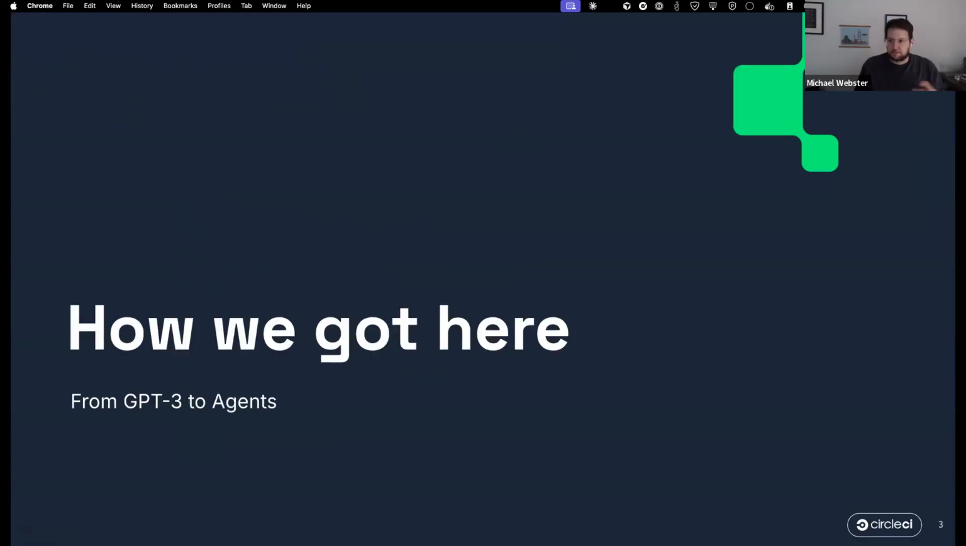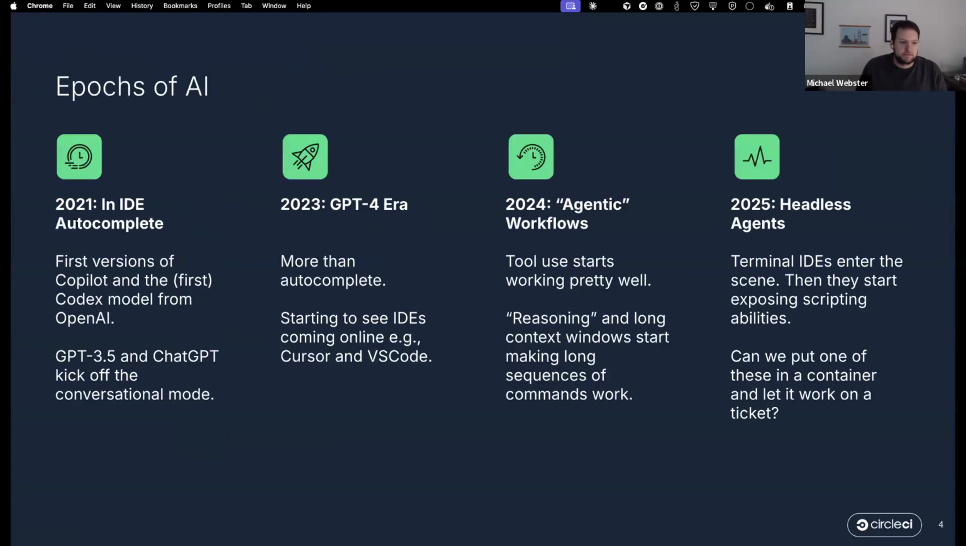So let's start with explaining how we got to the current state of AI, just as a brief little history lesson. In 2021, we started to see models come out that were capable of auto-completing code with a pretty high degree of reliability. This was GitHub's Copilot, the initial release of that, the first version of Codex from OpenAI. Then we go into the ChatGPT, GPT-4 era, where we're able to do more than just basic autocomplete.